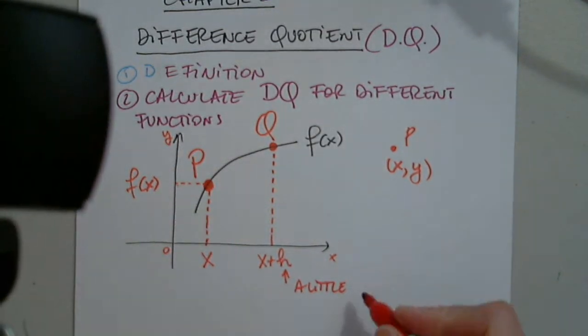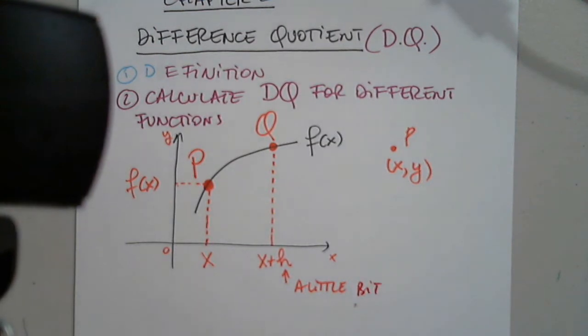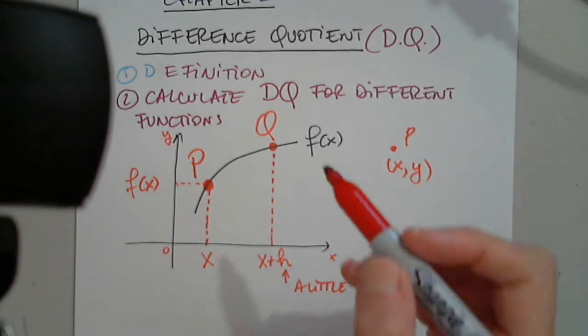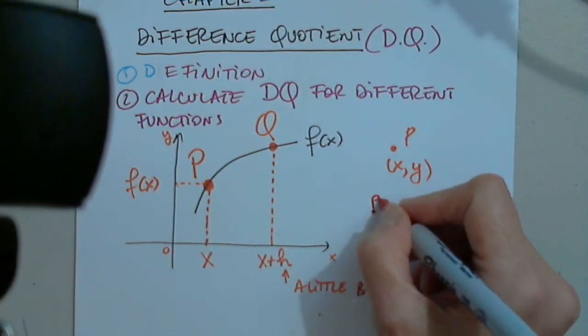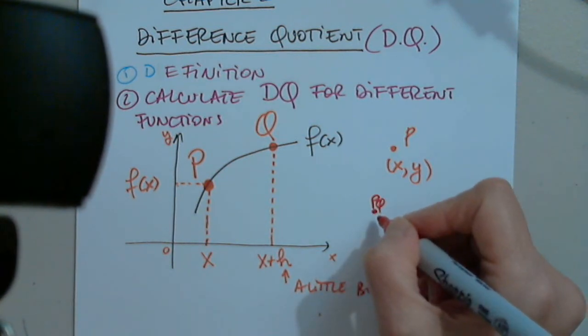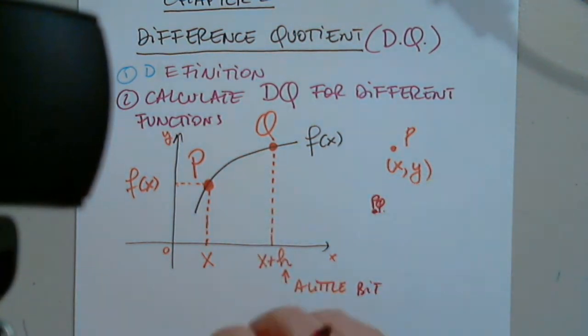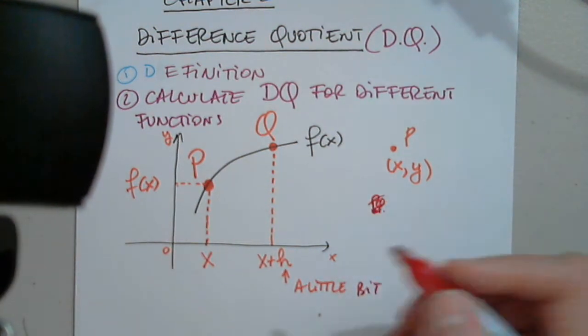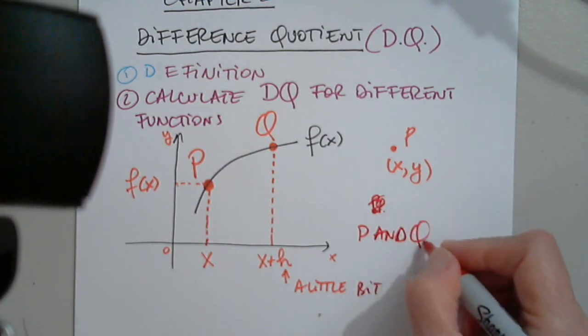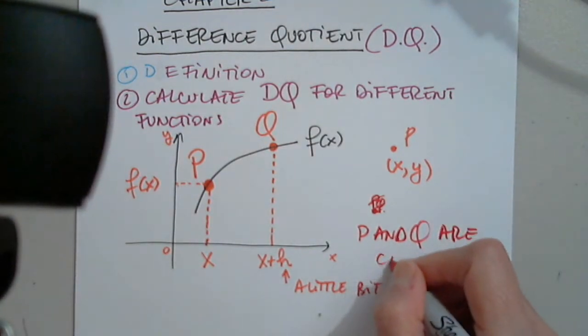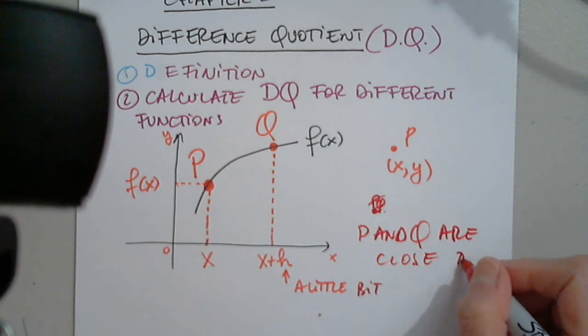Okay, so this is a little bit, meaning close to zero, not zero, close to zero, tiny. So then P and Q are something like this. P is here, Q is here. Very close to each other. But I have to zoom in order to explain what I'm doing. So we can put a note here that P and Q are close to one another.